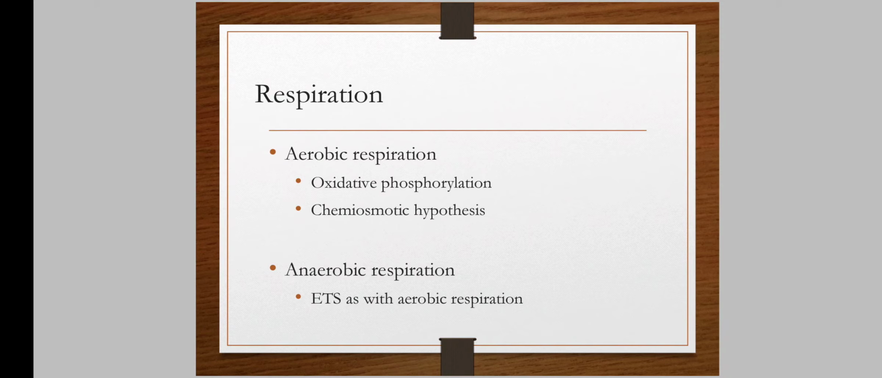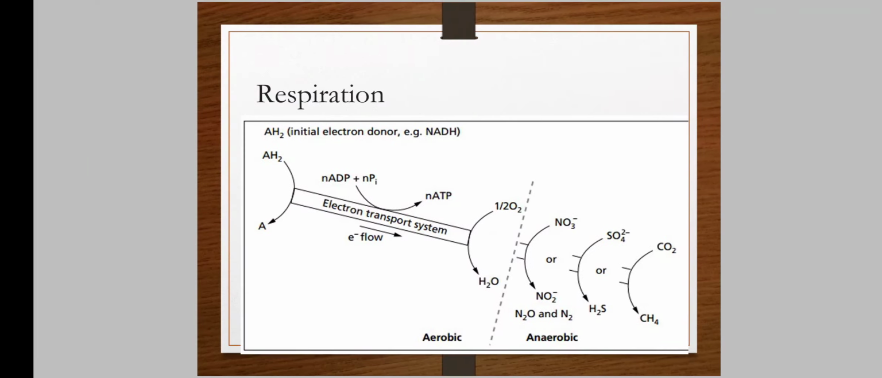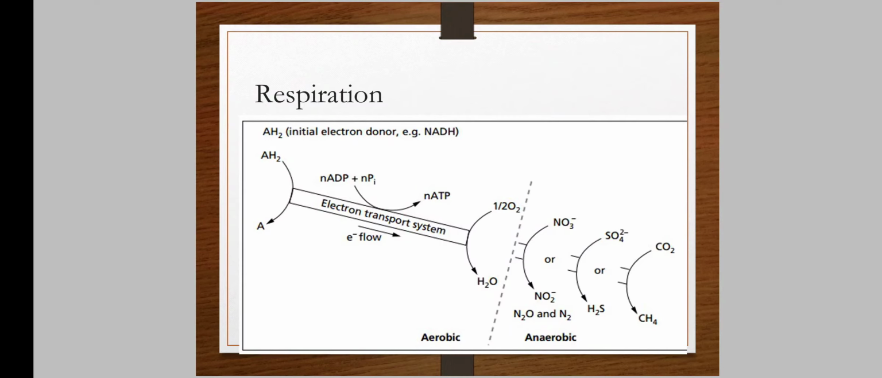Now, the oxidative phosphorylation step can be divided into both aerobic and anaerobic. For the aerobic, we have the electron transport system, where you have oxygen as the final electron acceptor. But for the anaerobic respiration, you also have the electron transport system, but you do not have oxygen here. So let's look at the difference. In the normal aerobic respiration, you have your electron transport system. You produce water as the end result, and oxygen is the final electron acceptor, as you can see.